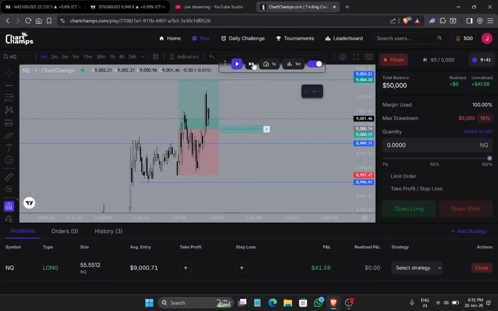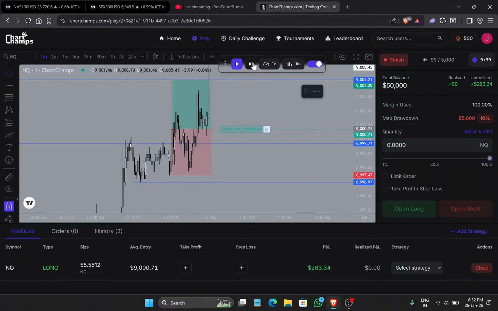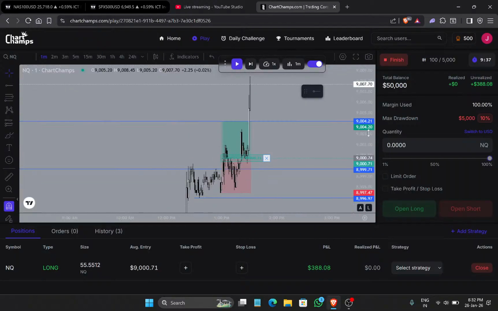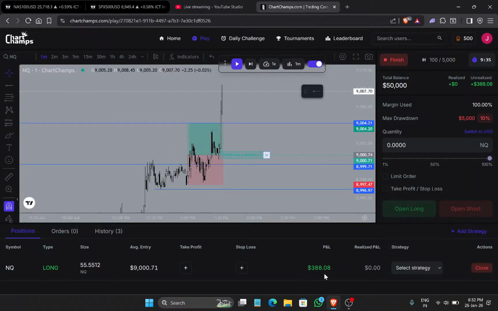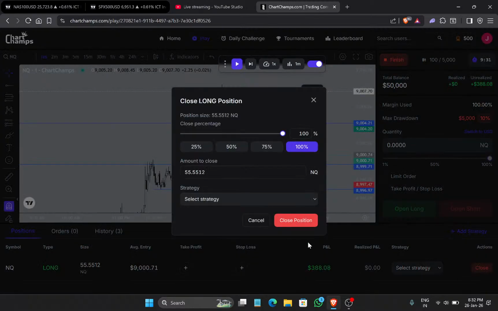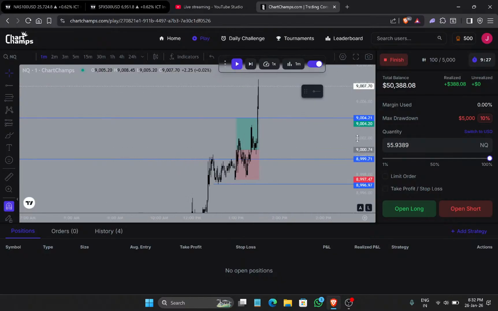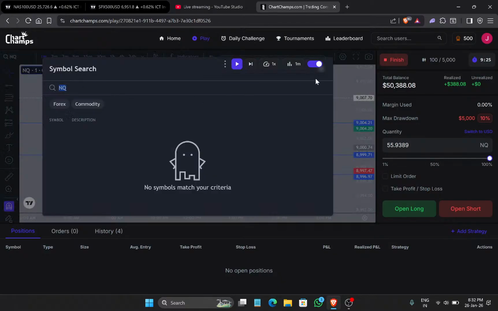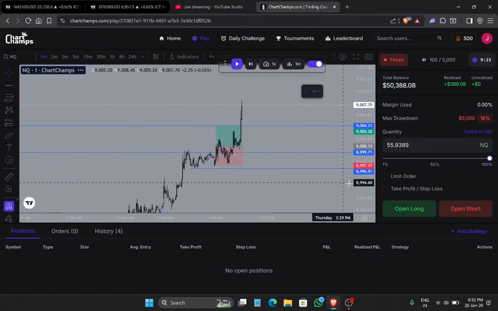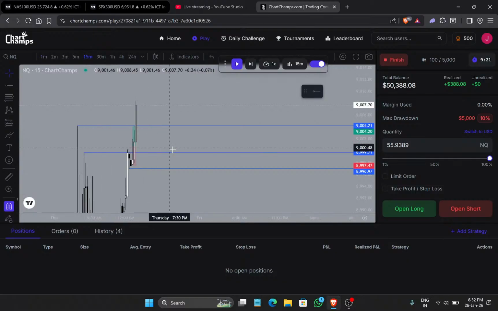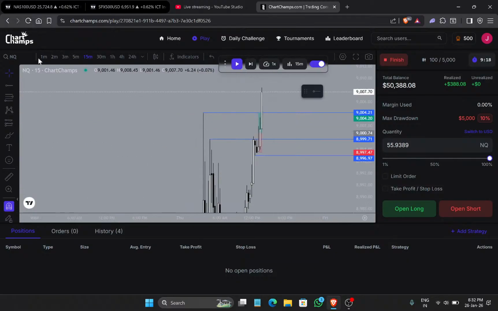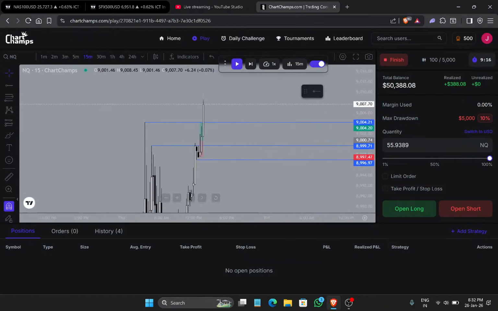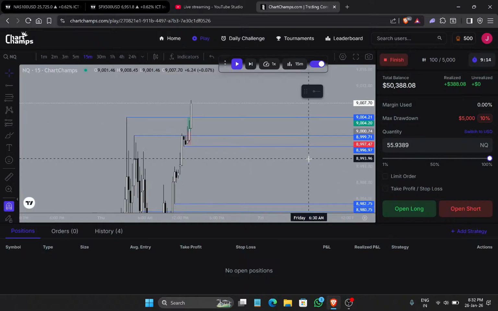Yeah, look at that. There we go. I actually didn't trust 300. That is more than that. That's a pretty good setup. There are $388.